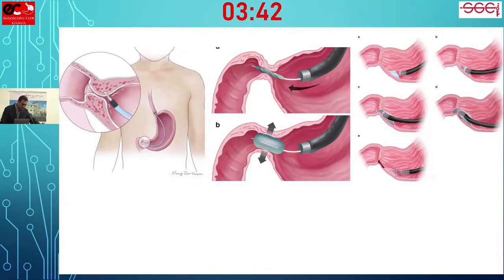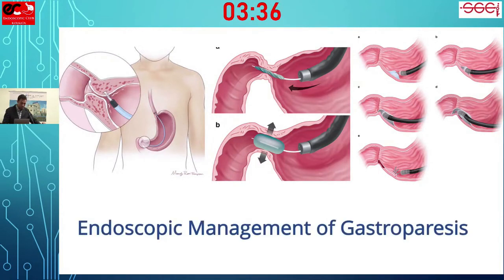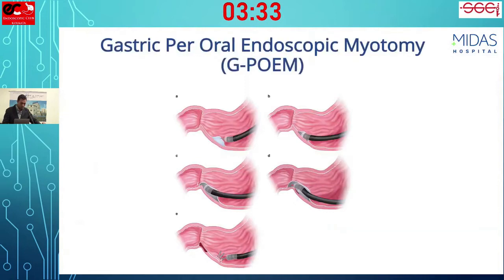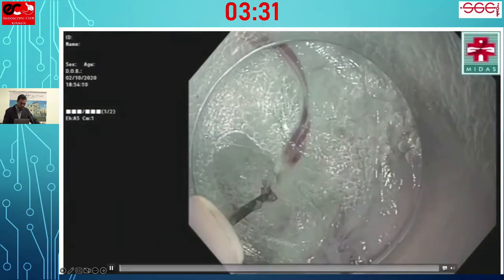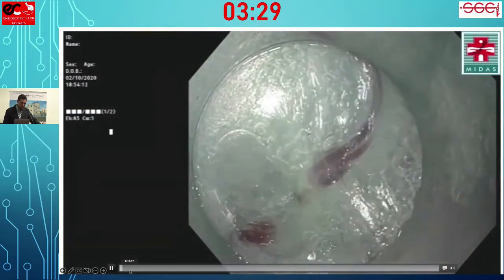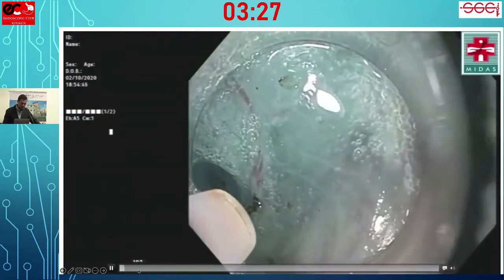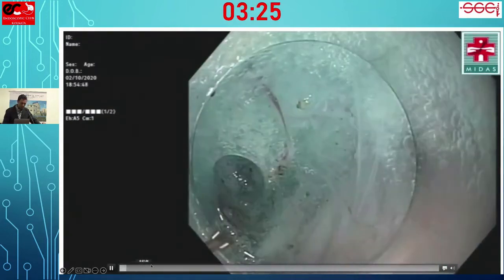So therefore, endoscopic options are available now. These include Botox injection, pyloric balloon dilation, and gastric POEM. So let's talk about gastric POEM. This is sort of an illustration of a case where we tunnel in, and I think there is a live demonstration, so I'm not going to play the video for too long.